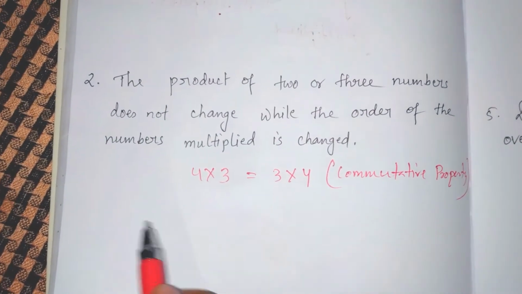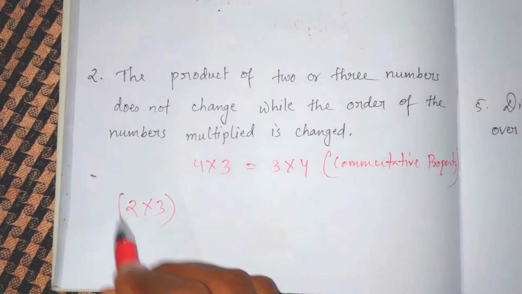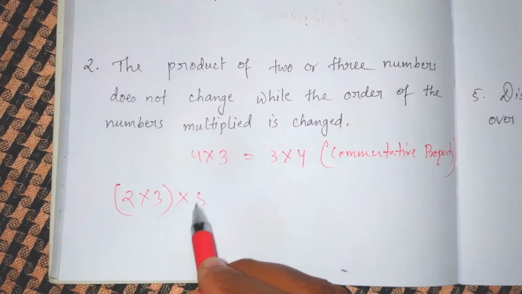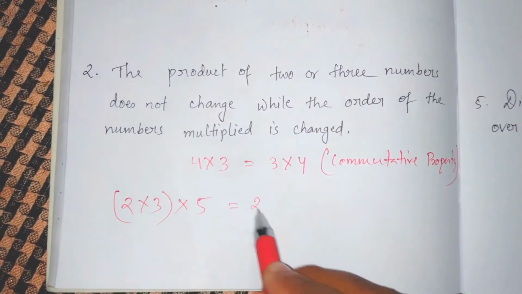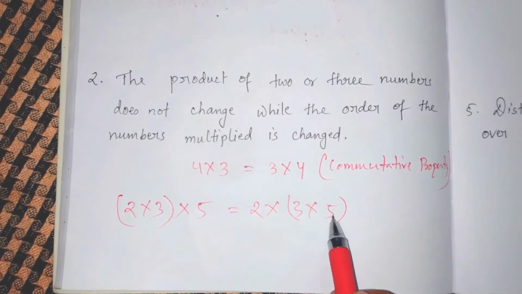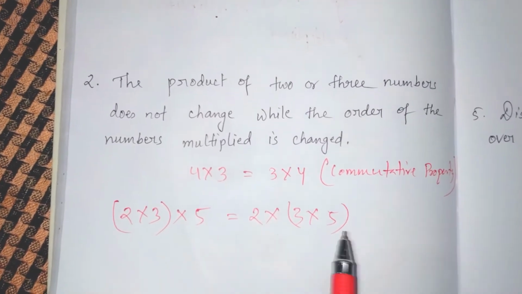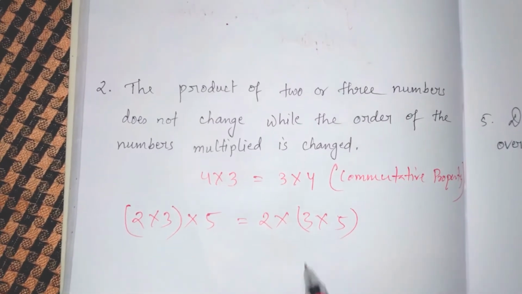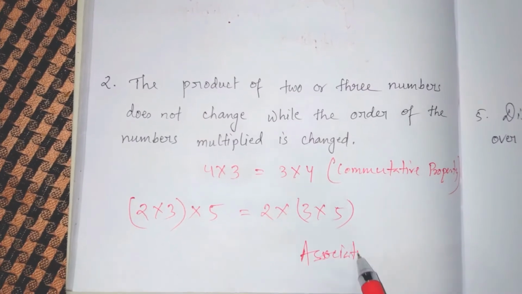If I say 2 into 3, and I take it in bracket and this is multiplied with 5, and on the other side I say 2 into 3 into 5, with 3 and 5 in bracket, then in both cases the result that I will get will be the same. This is another property. This is called associative property.